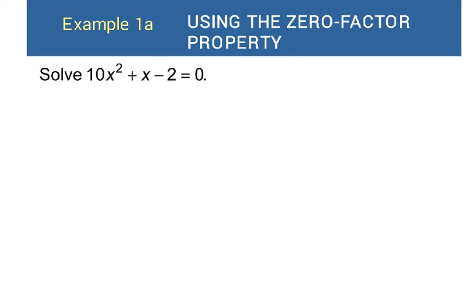Alright, we're going to again use the zero factor property on this one, but this one's just a little bit more difficult because there's more steps involved. And the reason there's more steps involved is because of this 10 right here. In our previous one, our coefficient on our x squared term was 1. This time, it's 10. And I'm going to show you a method called the Berry method that I'm pretty sure most of you have seen before.